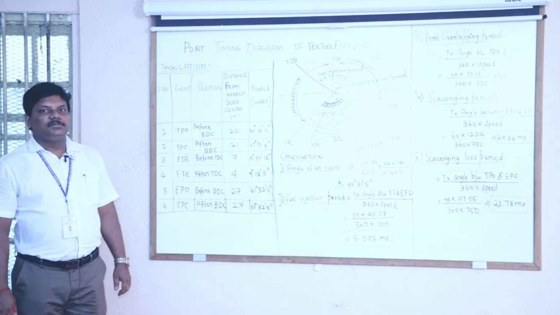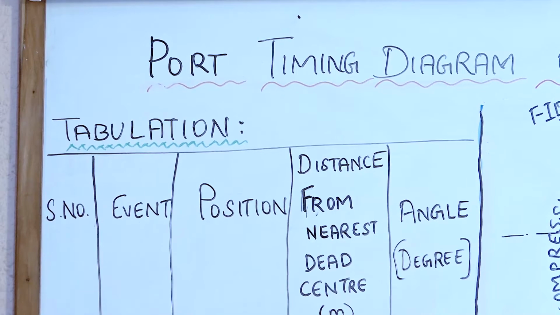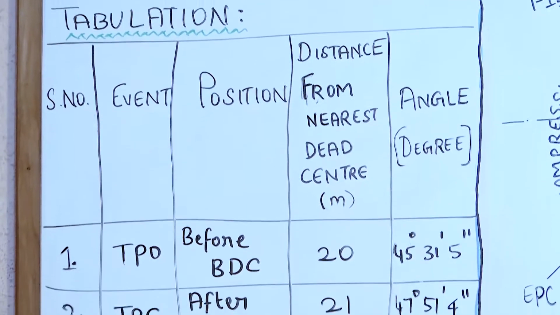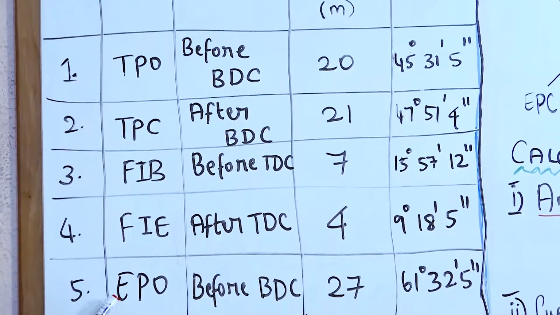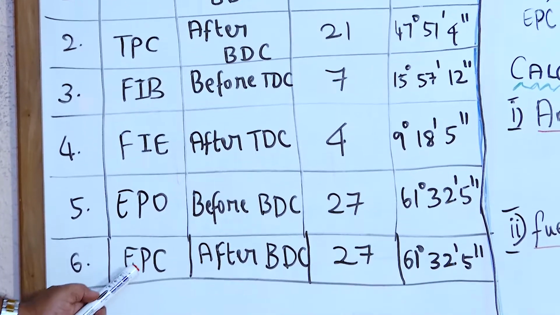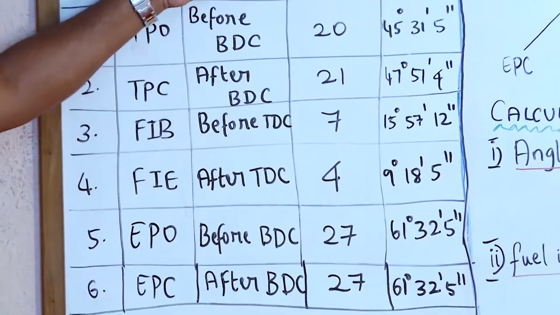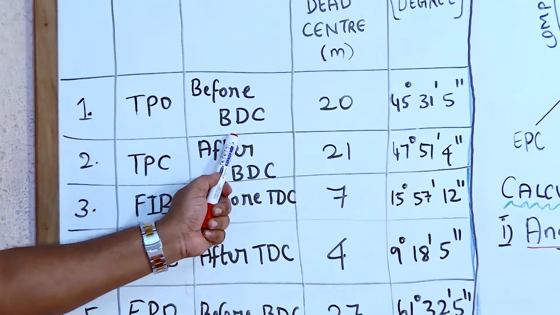Now we can move on to the tabulation part. In tabulation we have the events. That is when the transfer port opens, when the transfer port closes, when the fuel injection begins and the fuel injection ends, then the exhaust port opens and the exhaust port closes. All these are related to its position, that is, all these events happen near its dead centers.